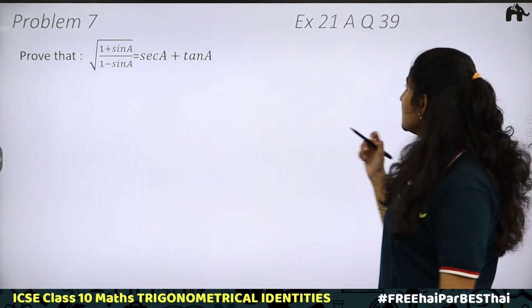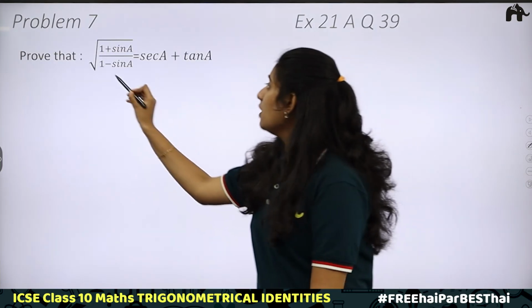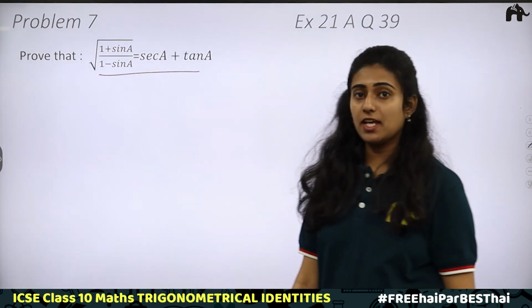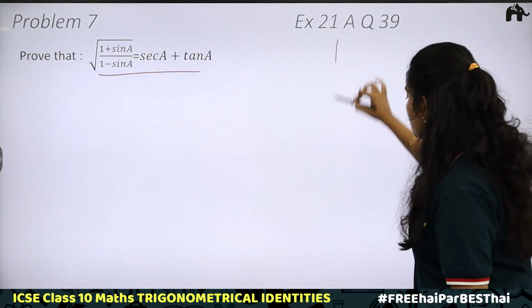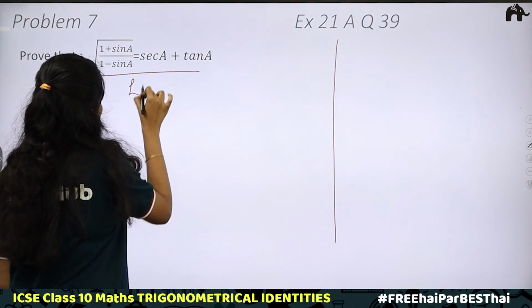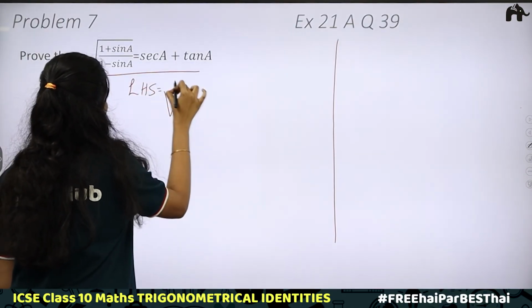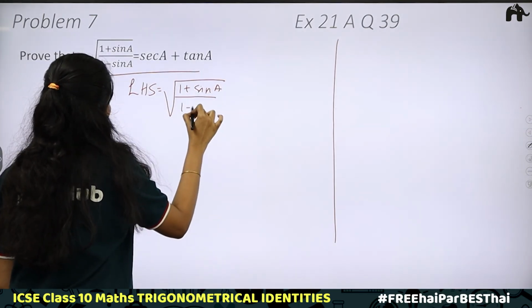Okay, problem number 7, question 39 of exercise 21A. Prove that root of 1 plus sin A divided by 1 minus sin A is equal to sec A plus tan A. Here we are doing a different step to solve this problem. Take the left hand side. Left hand side is equal to root of 1 plus sin A divided by 1 minus sin A.